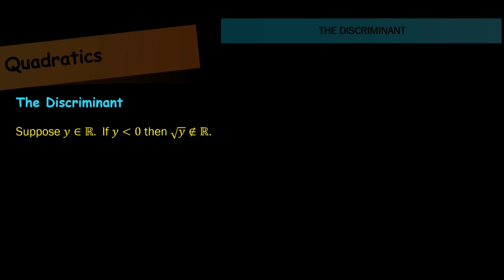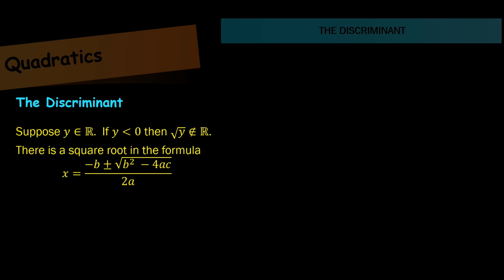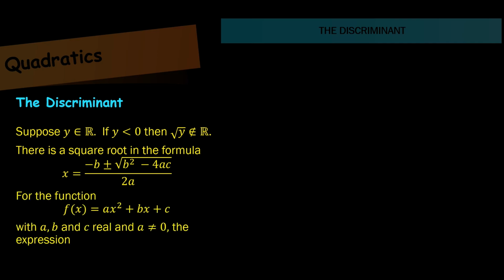Notice that there is a square root in the quadratic formula, square root of b squared minus 4ac. For this function, f of x equals ax squared plus bx plus c, with a, b and c being real numbers and a not equal to 0, the expression b squared minus 4ac is called the discriminant.